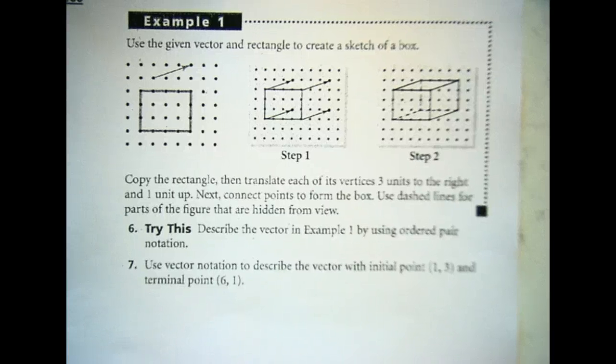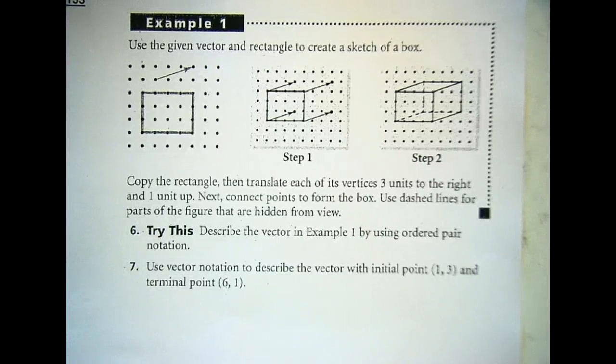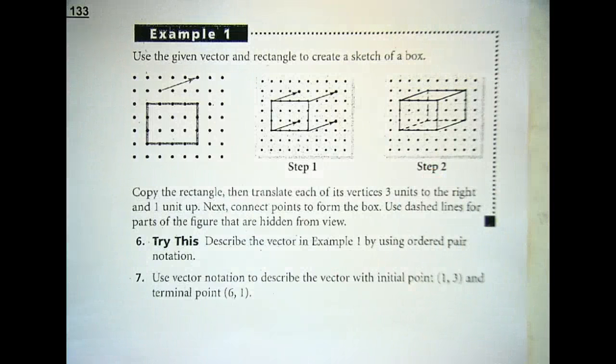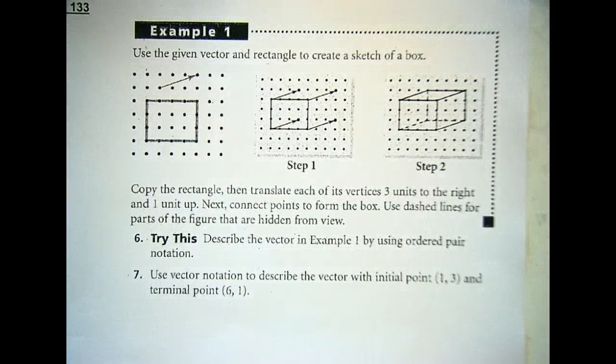We're going to move on to this example here. All right, you don't have to copy down the rectangle. I've got it up here for you. But it says you've taken this rectangle, you've translated it 3 units to the right, 1 unit up. You connect the points. We end up doing the translation here, connecting the points here. We end up with this cool looking box. I guess it's not a cube, it's a prism there.